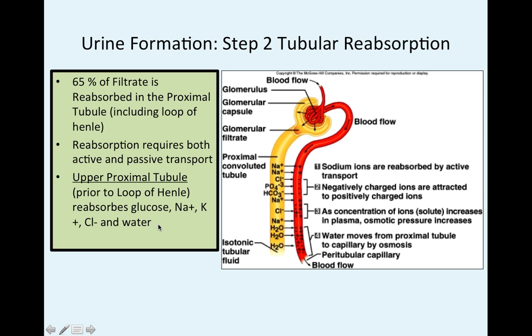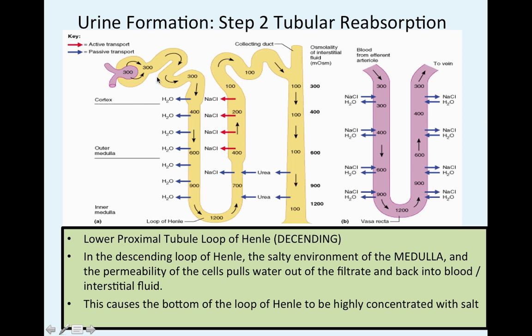Okay, so then we're going to go past the beginning of the proximal tube. So we're past this part, which we just did, and now we're starting to go in the loop of Henle. Okay, and we're going to start with the descending loop of Henle. And we call it the lower proximal tube or the descending loop of Henle. In the descending loop of Henle, the salty environment of the medulla. So here's the cortex, the outer part of the kidney, and here's the inner part of the kidney. And in the medulla, it's very salty. Now, you really want to remember that it is salty because it helps explain what's going to happen in all of this transfer of liquids.